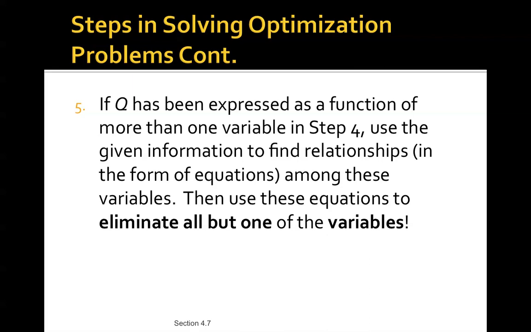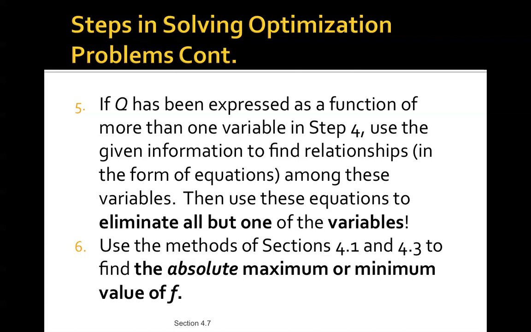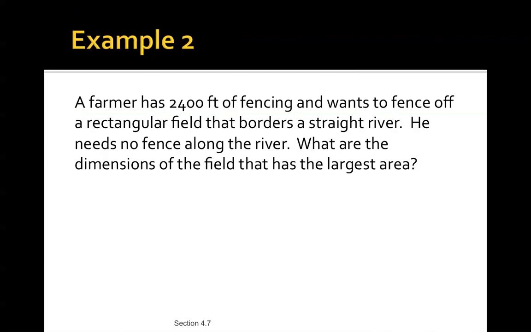Then we eliminated all but one variable, so that we can take the derivative, and when we take the derivative, we can find the maximum, and then we can check that by using the absolute maximum or minimum value of f. So a farmer has 24 feet of fencing and wants to fence off a rectangular field that borders a straight river. He needs no fence along the river. What are the dimensions of the field that has the largest area?